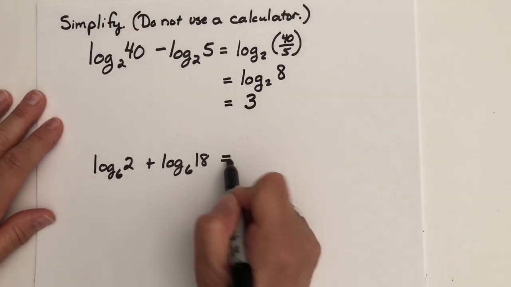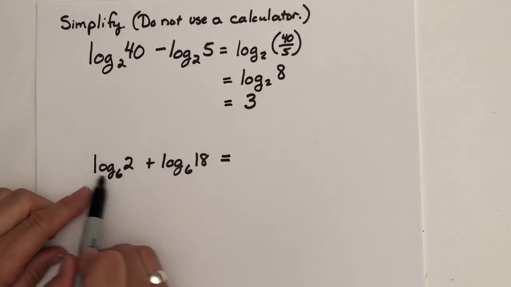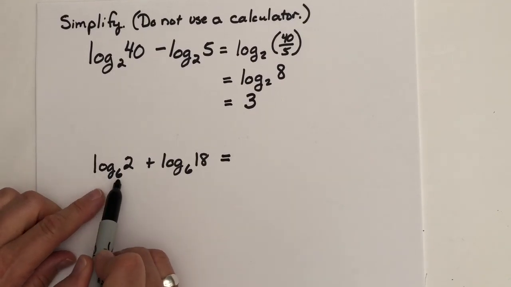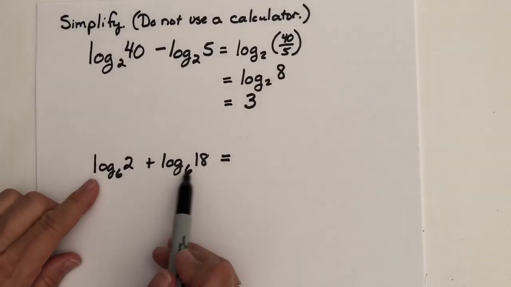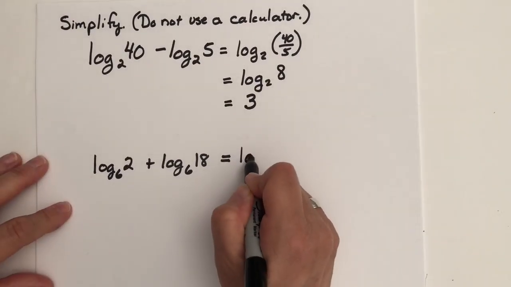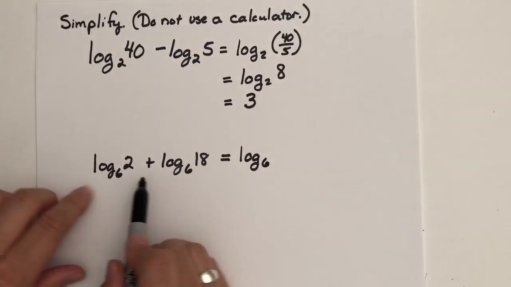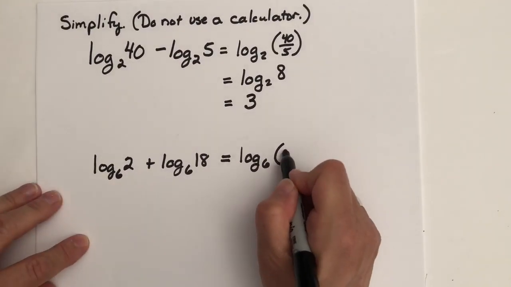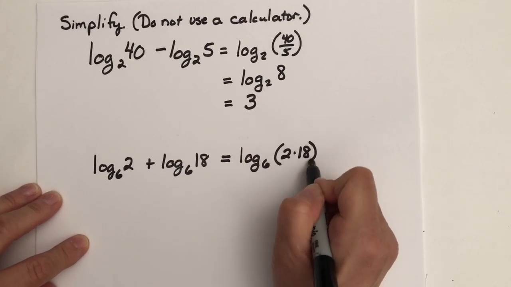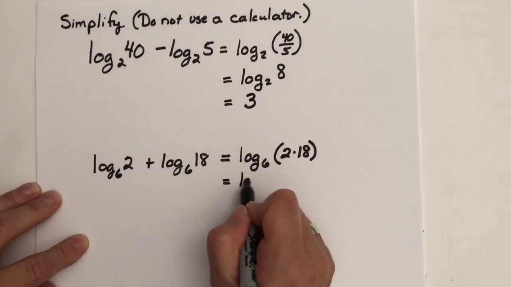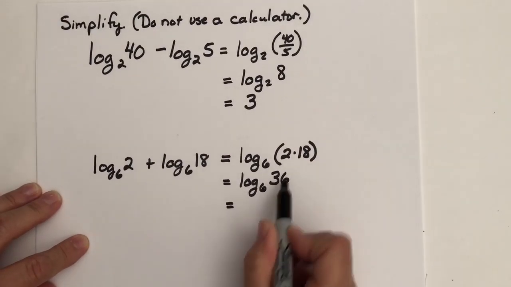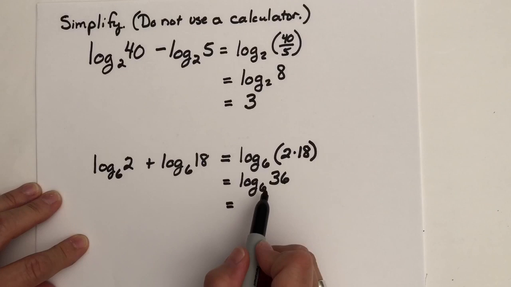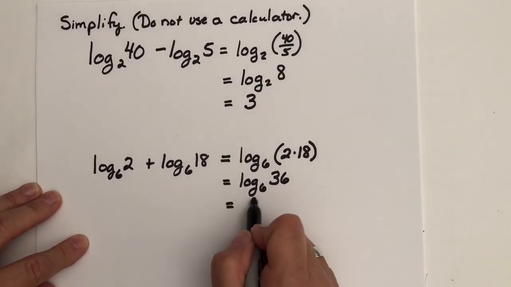Let's do the next one. Again, individually, I don't know what these are. The log of 2 base 6, I don't know what that value is, and I don't know the value of this one either. But I do know that I can combine them. I know it's the log of the product of 2 times 18. And I know that 2 times 18 is 36. So it boils down to the log of 36 base 6. What exponent do I need to put on a 6 to get 36? And we know that's just a 2.